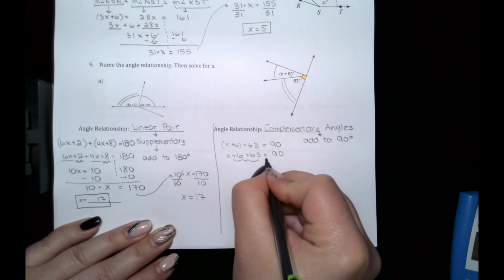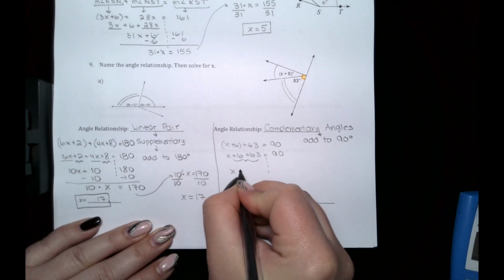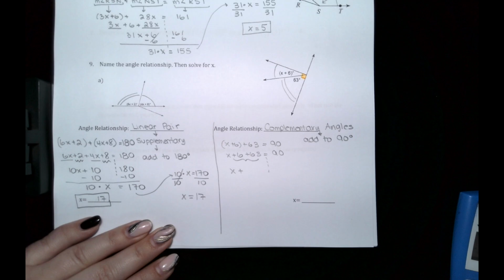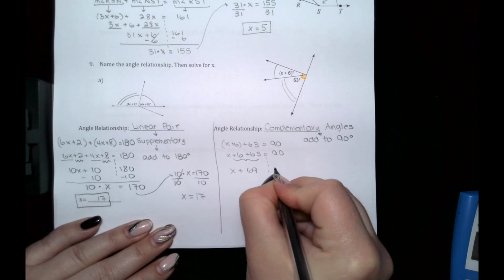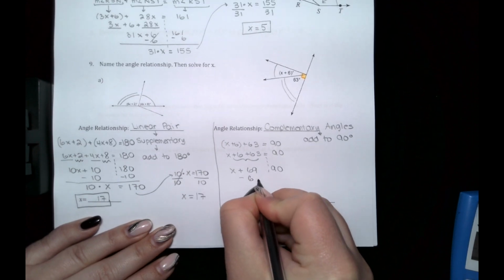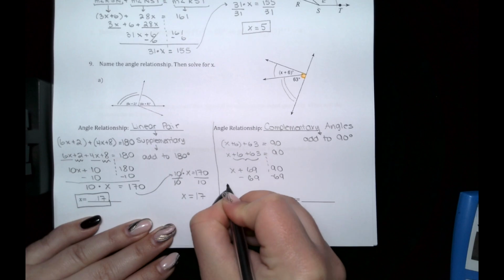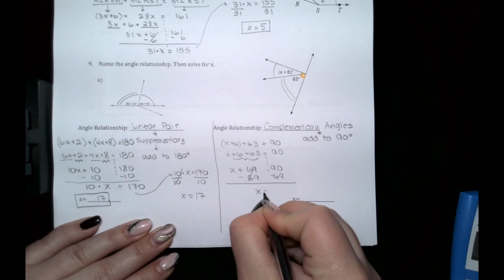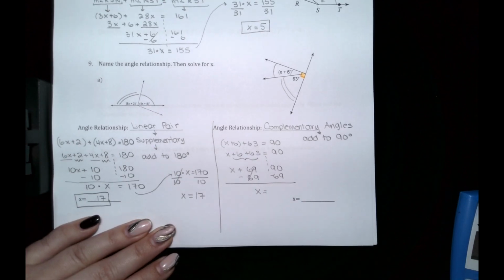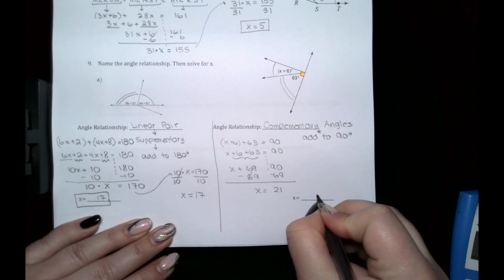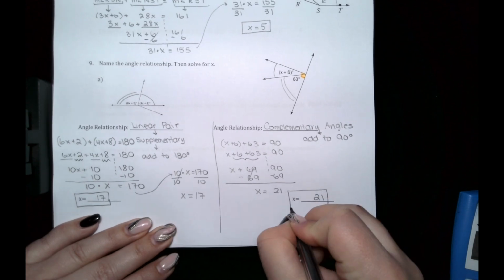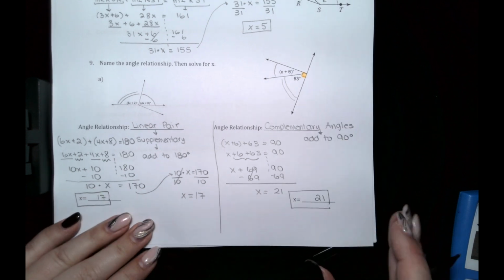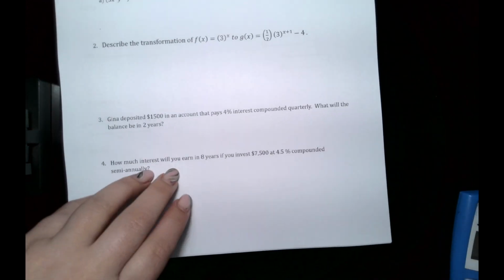Combine like terms on one side first. 63 plus 6 is 69. Subtract 69. 90 minus 69 is 21. So things like supplementary, linear pair, vertical angles, all of that you need to have memorized. Okay, let's go ahead and move on.